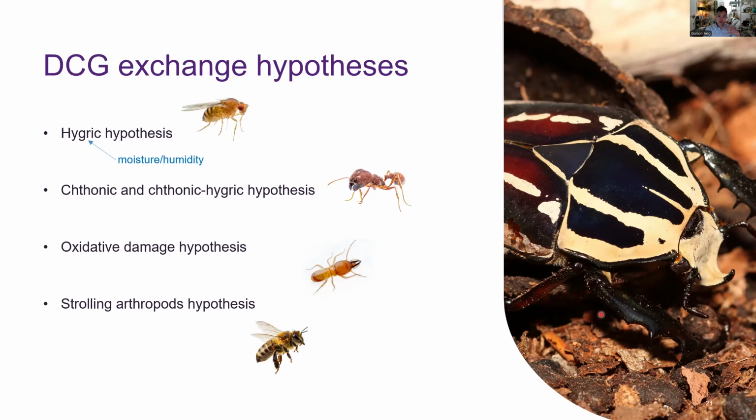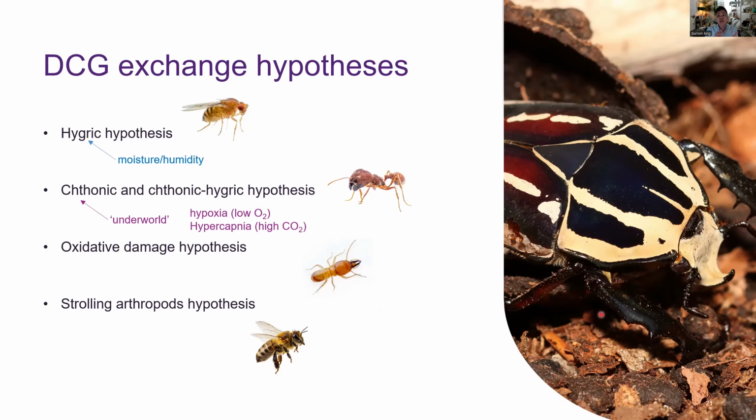Now, another hypothesis is the chthonic hypothesis, or the chthonic-hygric hypothesis, because there's a little bit of overlap with preventing water loss. And the word chthonic here is in reference to the underworld, but really it is in reference to the abiotic conditions of the underworld, which typically mean you have low oxygen levels, so animals that experience hypoxia, or high carbon dioxide levels, so environments or animals that experience hypercapnia, or both.